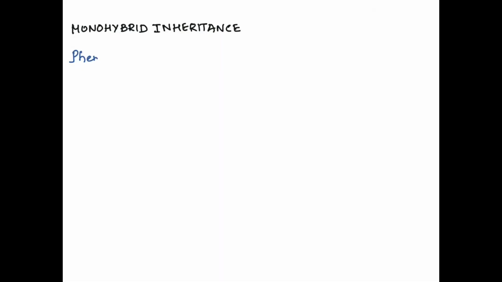In this video, I'm going to explain monohybrid inheritance. Monohybrid inheritance is the study of the inheritance pattern that involves only one particular character that has two different traits, or which differ in their genotypes.